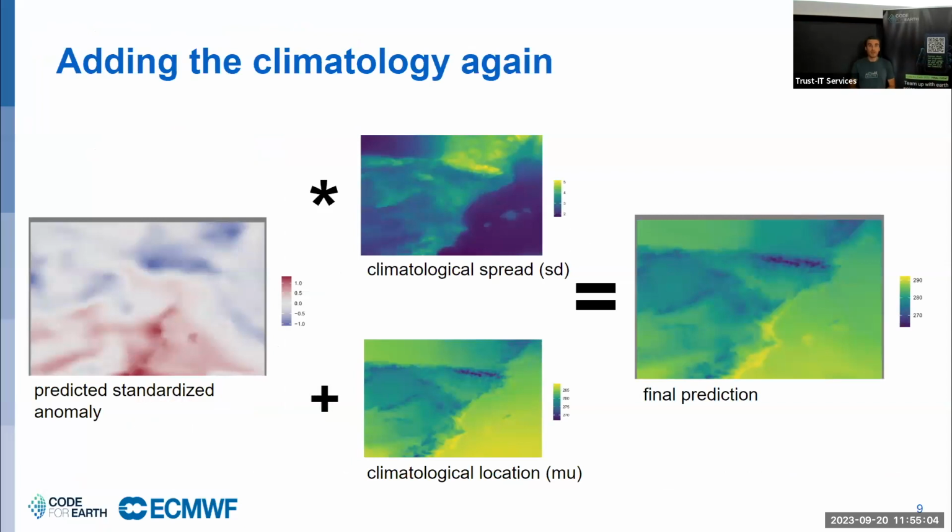So after modeling, after applying, for example, this linear model as a reference, we have to add the climatology again to the predicted standardized anomaly. You see here, we apply the climatological spread and the climatological location again to get the final prediction. This is the same for all the 3 approaches.